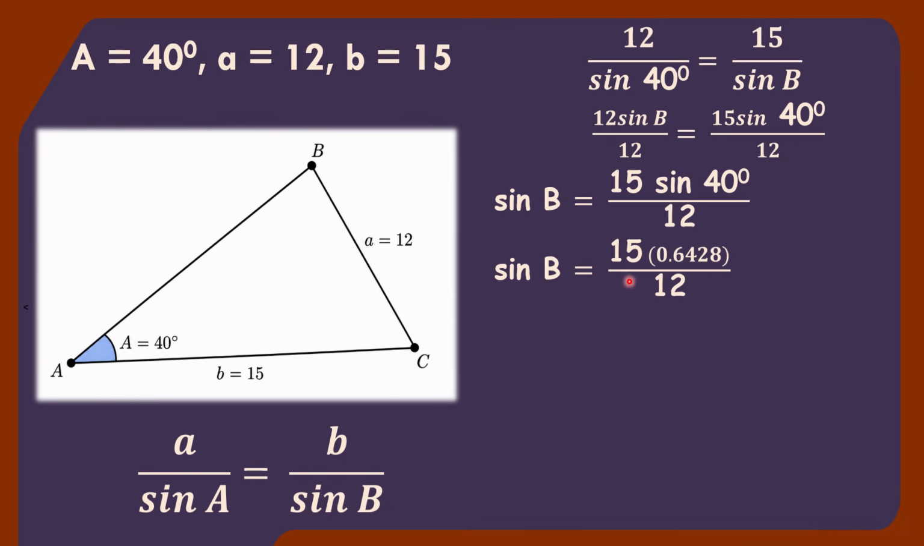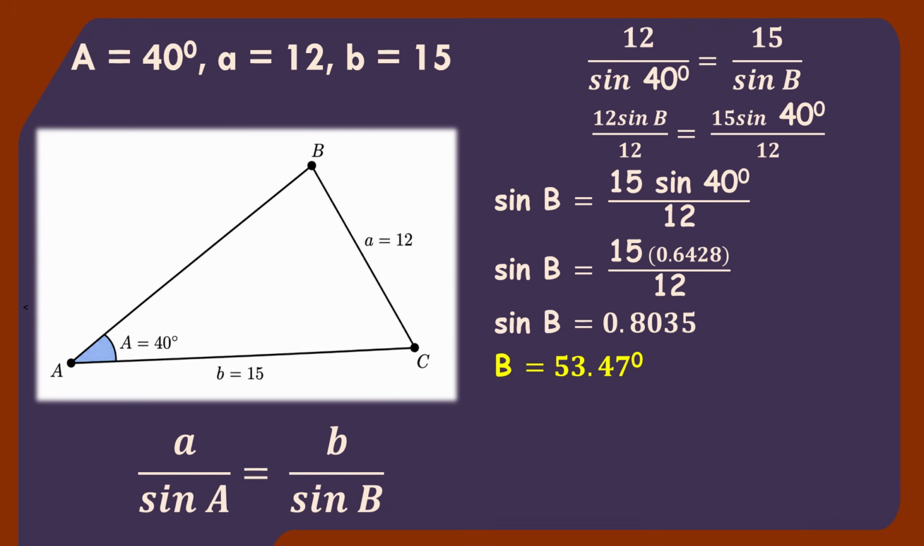Afterwards, let us multiply 15 times 0.6428 and then divide by 12. So if we divide, the value for sine B is 0.8035. Afterwards, let us get the value for angle B. So angle B, shift sine 0.8035, that becomes 53.47. So angle B is 53.47.